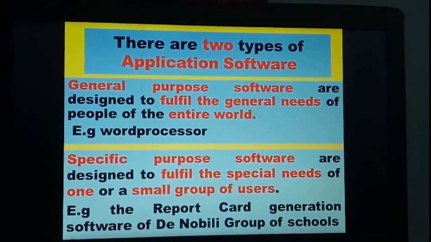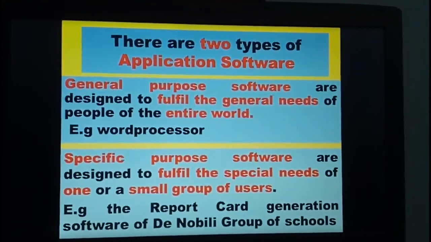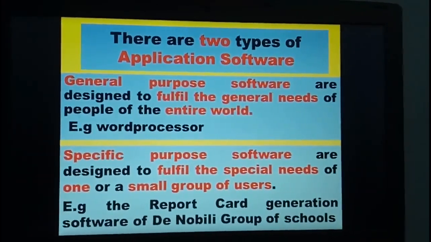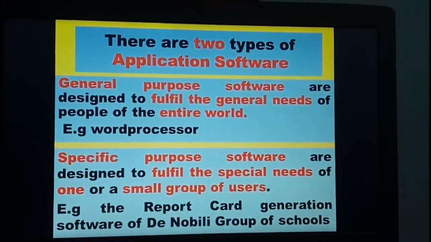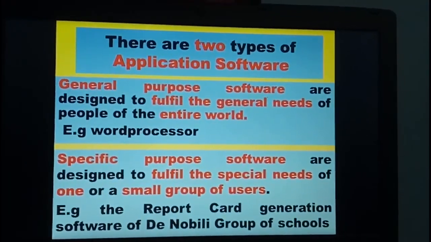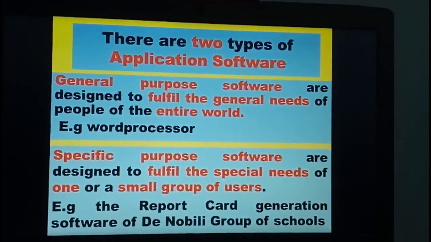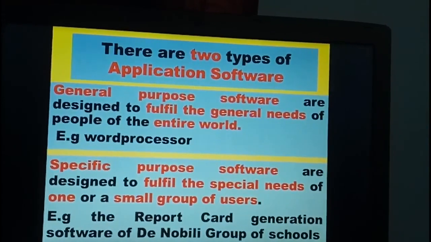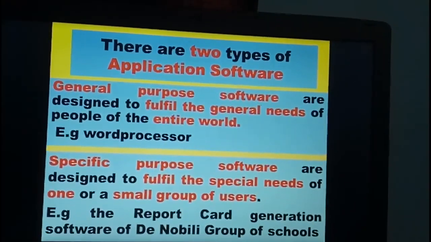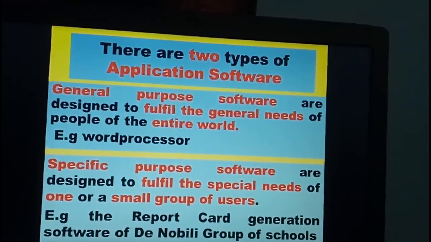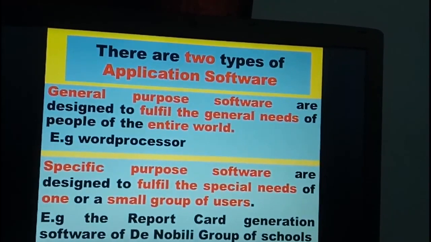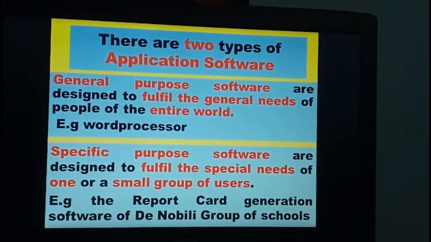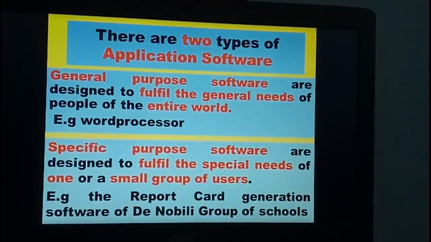There are two types of application software. General purpose software are designed to fulfill the general needs of people of the entire world, for example, word processor. What does this actually mean? If you have MS Word in your computer, the MS Word in your computer will be the same as the MS Word in a computer in the United States. Somebody using MS Word in Australia or somebody using MS Word in South America will be having the same MS Word. So it is fulfilling the general needs of the entire world.